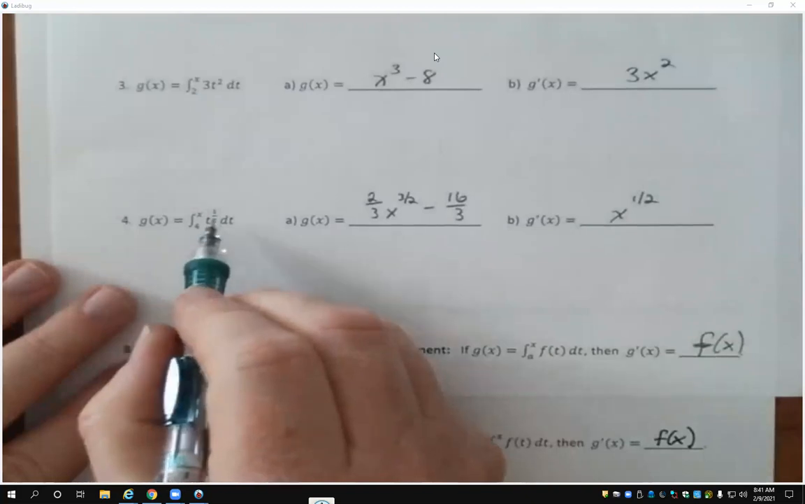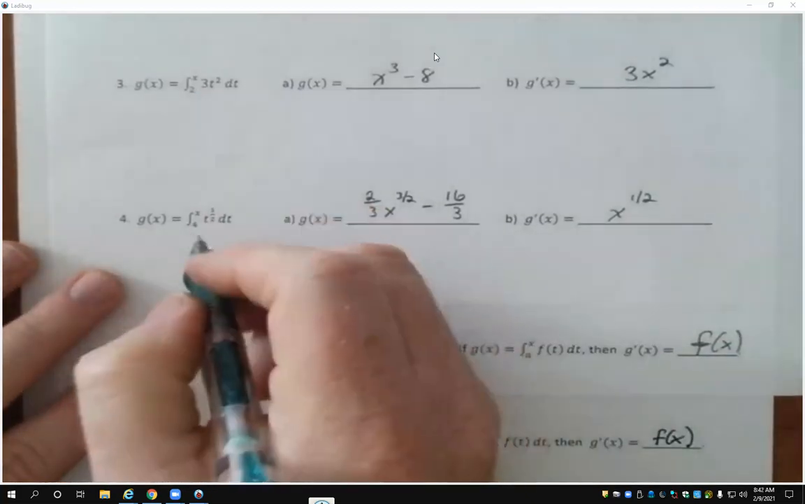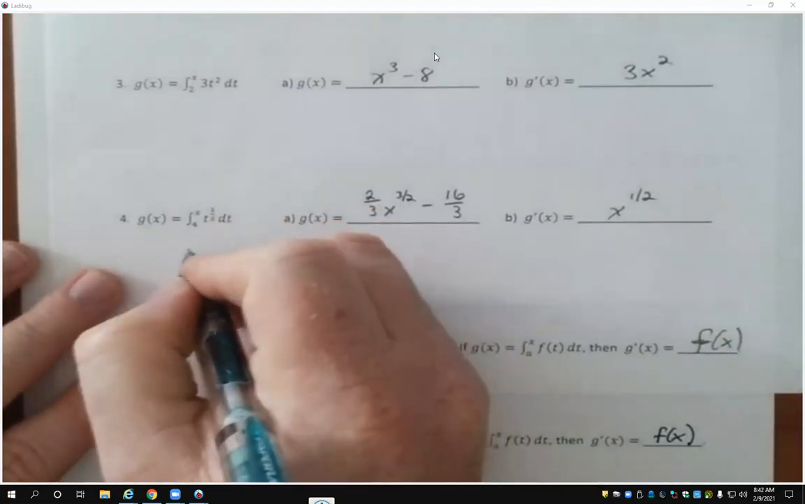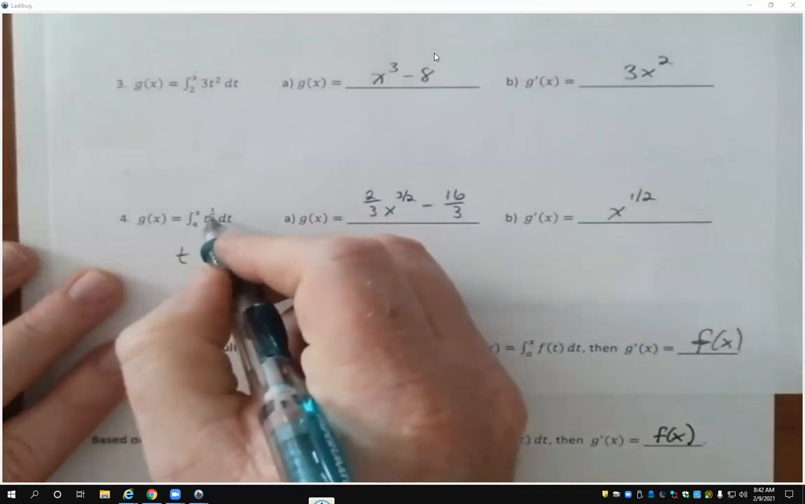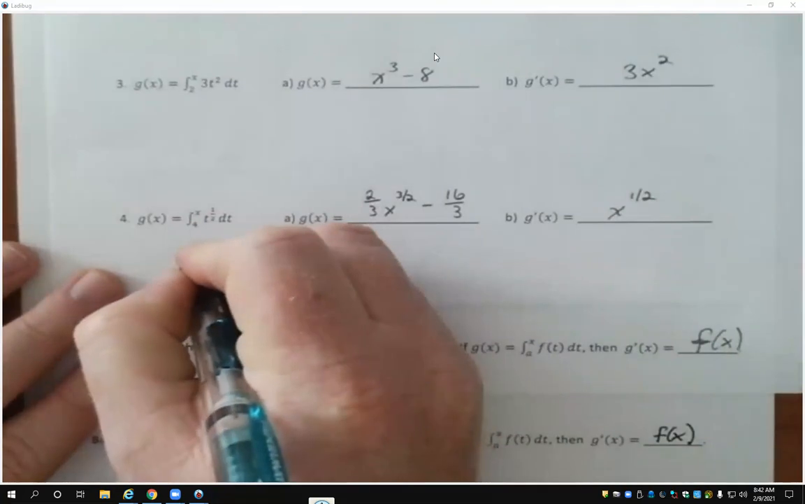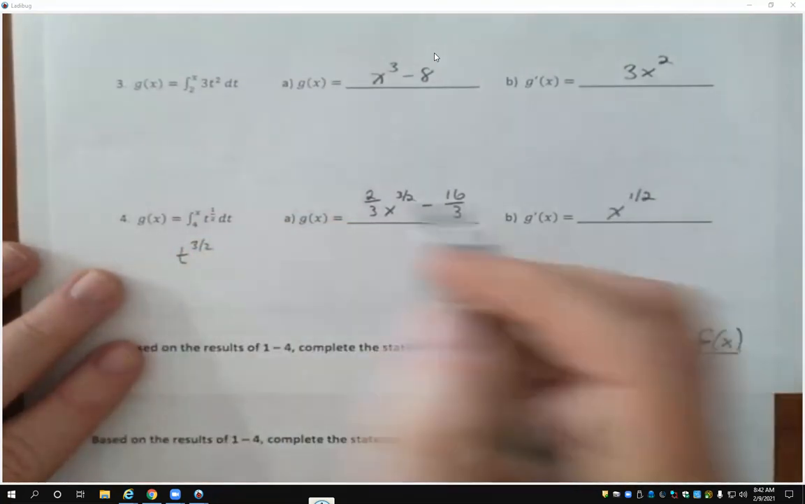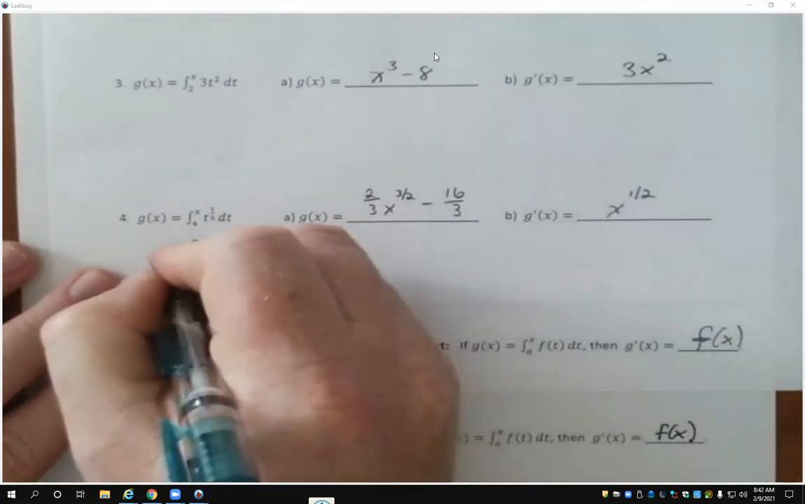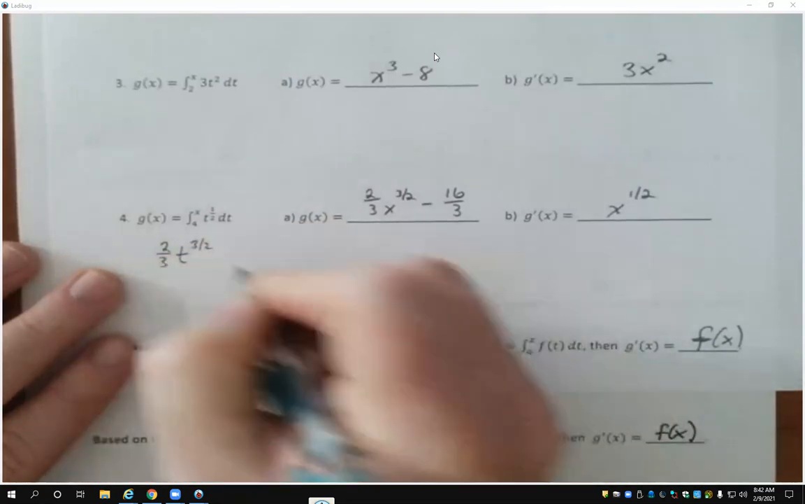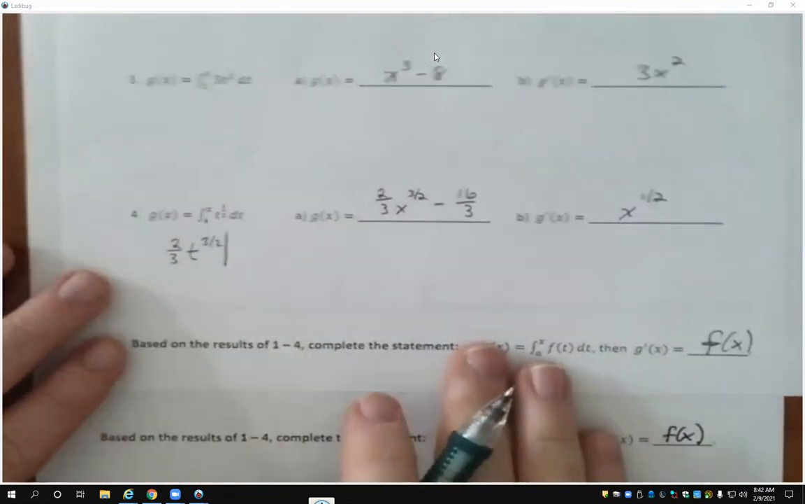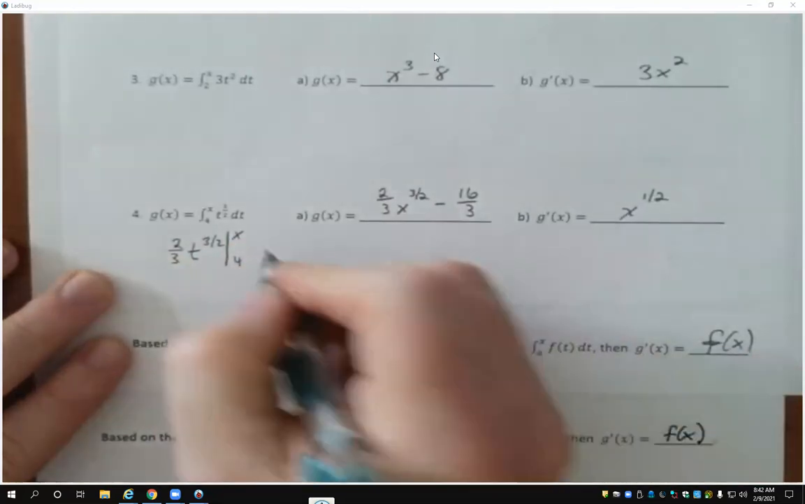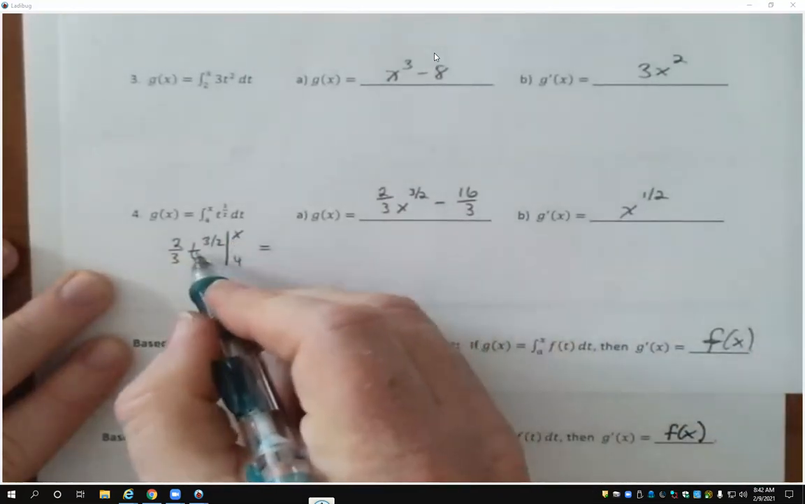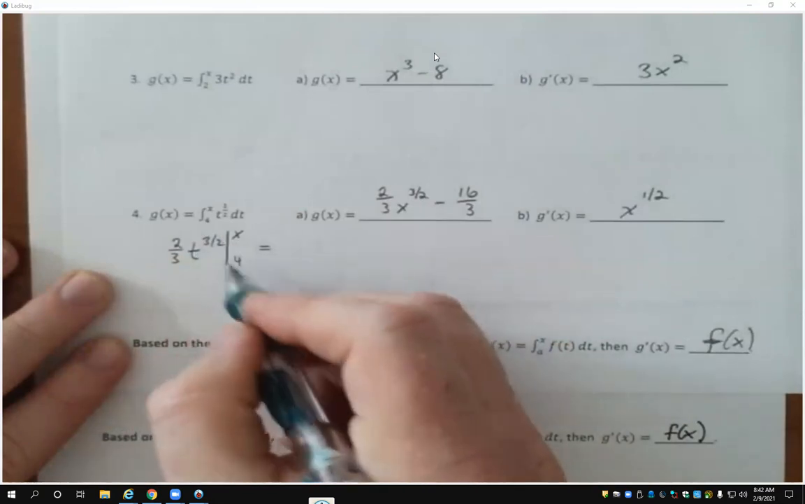is t to the 1/2, okay? So the antiderivative of t to the 1/2 is t. We're going to add 1 to this. So 1/2 plus 2/2 is 3/2. And then we're going to divide by 3/2, which means multiply by 2/3. And we're going to evaluate that from 4 to x, okay? That means we're going to plug an x in and then minus plug a 4 in.